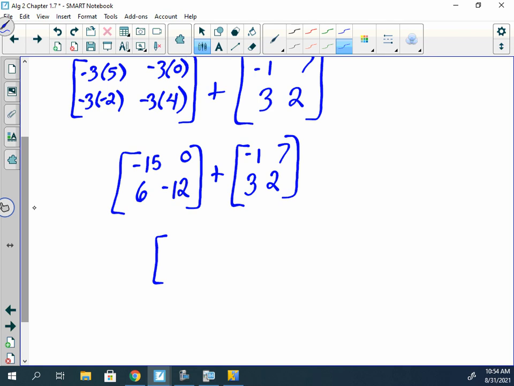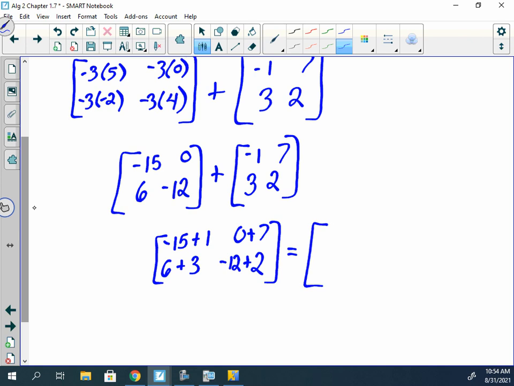And that leads us to the next step, which is adding these two together. If we're going to add them together, we add the like elements. So our -15 plus 1, 0 plus 7, 6 plus 3, and -12 plus 2. So -15 plus 1 would be -14. 0 plus 7 is 7. 6 plus 3 is 9. And -12 plus 2 is going to be -10.